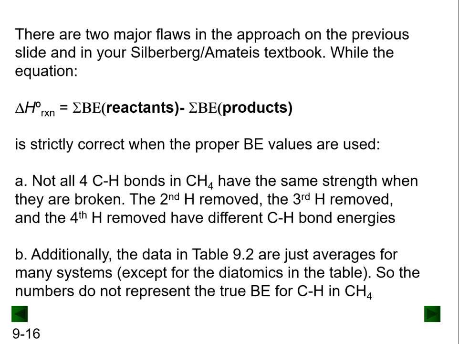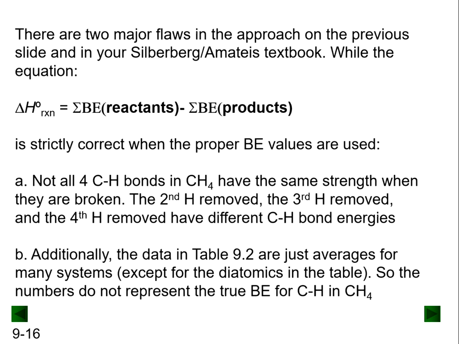So where's the issue here? What are the two major flaws? While that equation is strictly correct, first, not all 4 carbon-hydrogen bonds have the same bond strength when they're broken. You might think, well, they're all carbon-hydrogen bonds, aren't they equal? Yes, they are, except when you break the first one, now the second one will be harder to remove because the electrons have rearranged. Pulling off the third will be even harder, and the fourth will be even more difficult. Because when you break off the carbon-hydrogen bonds, they come off one at a time, and as they come off, the remaining carbon-hydrogen bonds change their strength.